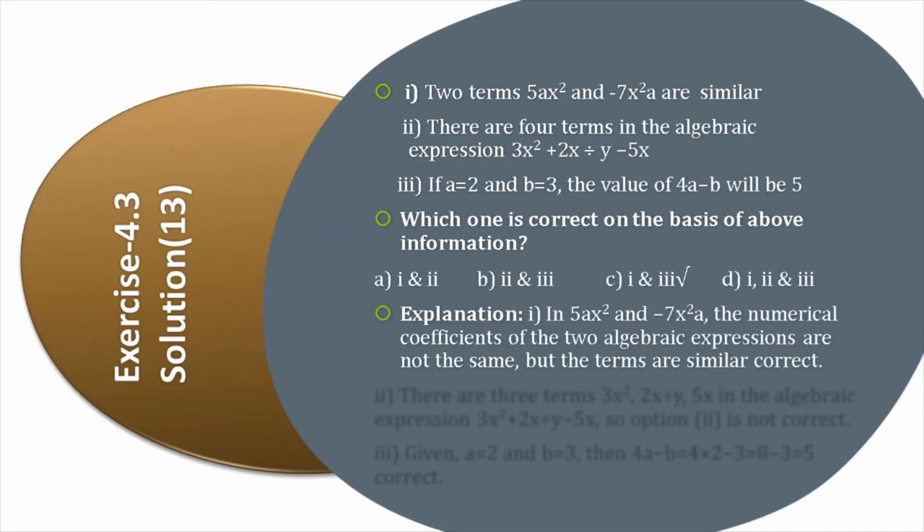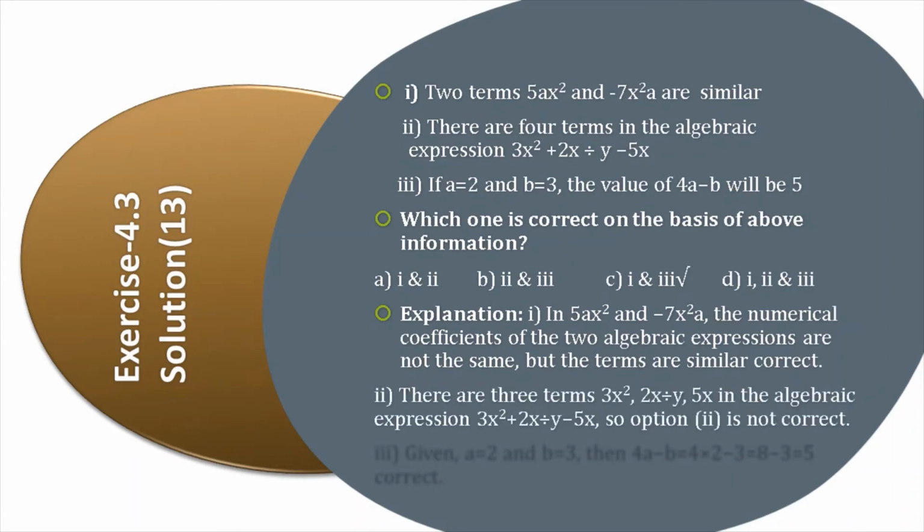Let us see the explanation. In 5a x square and minus 7x square a, the numerical coefficients of the two algebraic terms are not the same, but the terms are similar. That's why it is correct, my dear. Already I have told you when I discussed the definition of similar terms. Number 2, there are three terms, 3x square, 2x divided by y, and 5x, in the algebraic expression 3x square plus 2x divided by y minus 5x. As you know, the terms are separated by plus and minus signs, so the terms will be 1, 2 and 3. So option 2 is not correct.